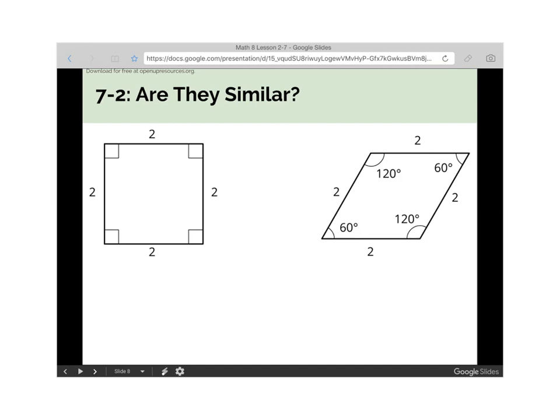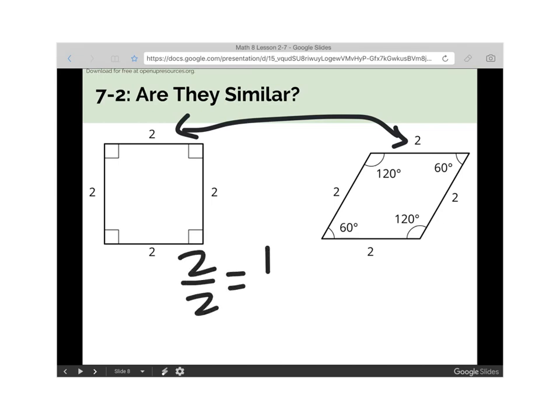So Priya is onto something. These side lengths are the same, 2 and 2, which means the scale factor is even between all the sides. 2 divided by 2 is 1, and that's going to be true for all the sides.